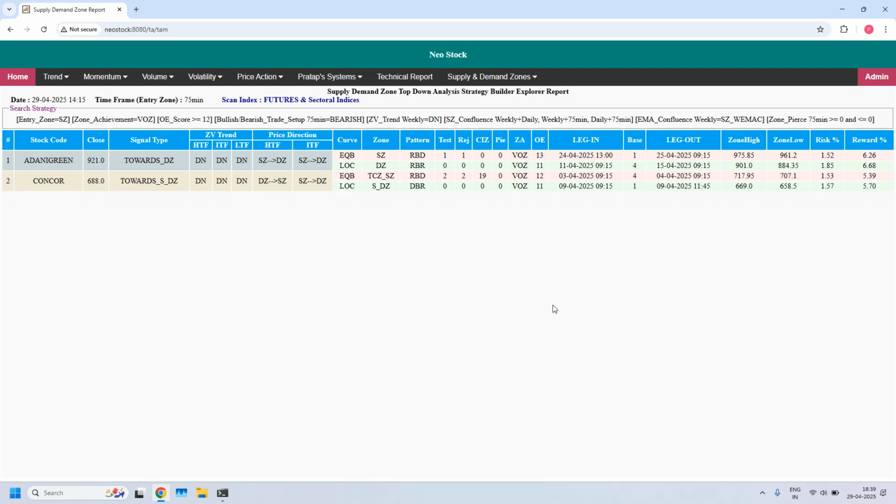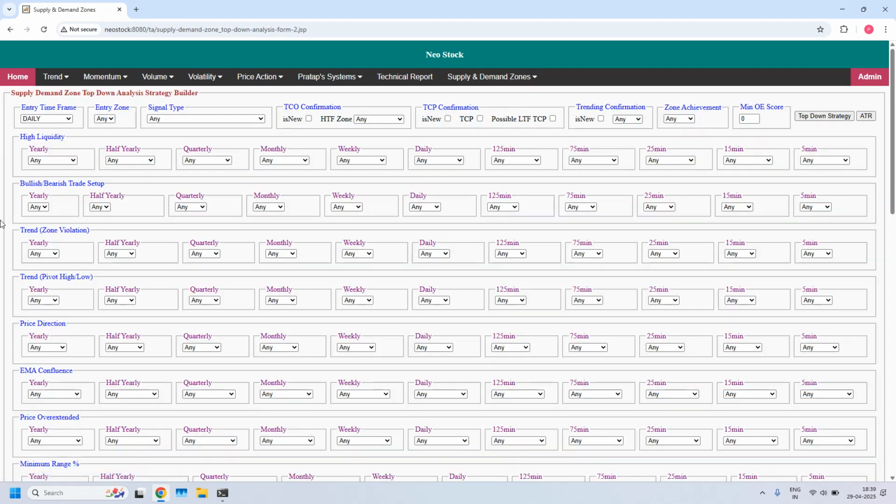So this is about a bearish trade setup for weekly income trade. Next, we will look into daily income trade supported stocks. So first, daily income trade bullish trade setup.